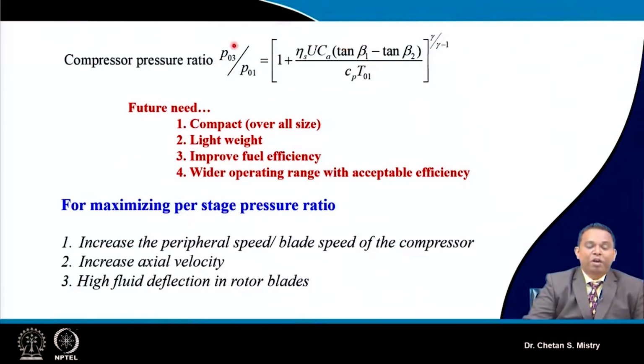Now from this formula we can say that fundamentally, in order to achieve a high compression ratio, we can do so by increasing our peripheral speed, or the blade speed of the compressor.